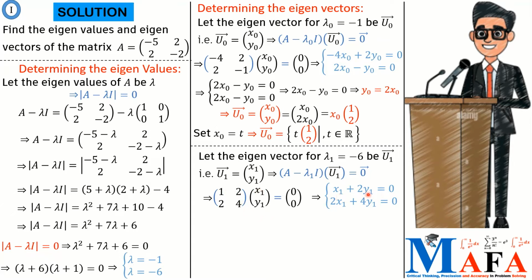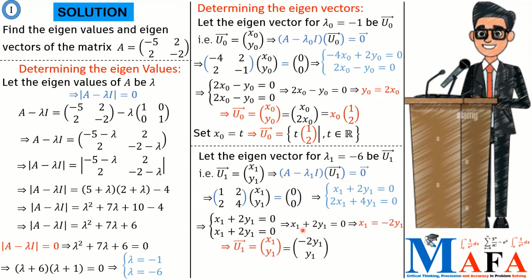You have the first equation, 2 times x1 plus 4 times y1. You have the second equation. Now we see that if we divide the second equation all through by 2, we are going to get exactly the first equation. So the two boil down to one equation, and from there we can express either x1 in terms of y1 or y1 in terms of x1.